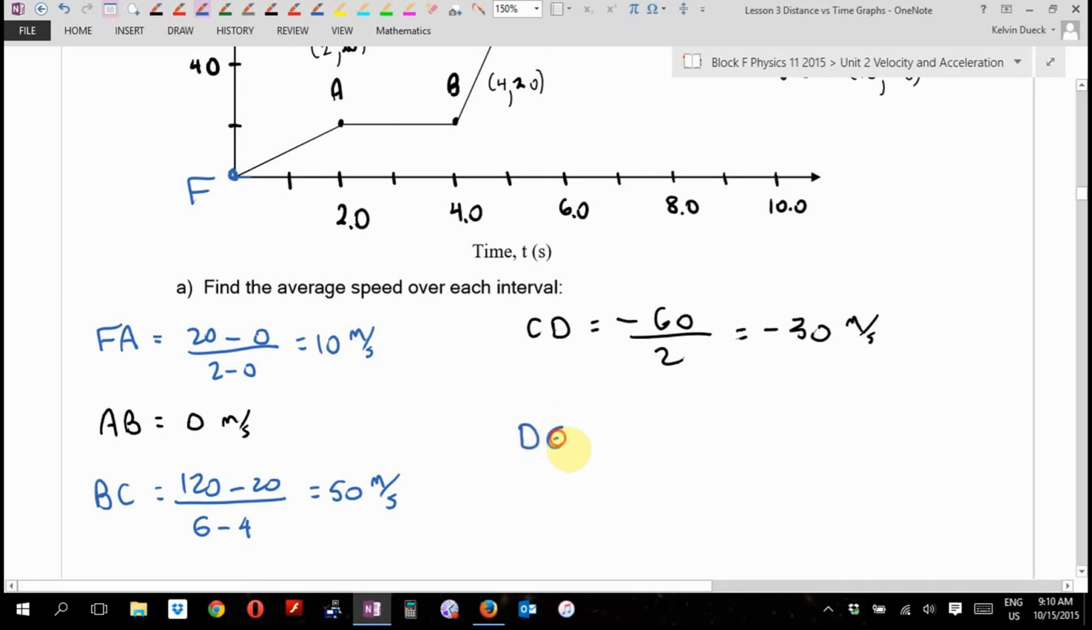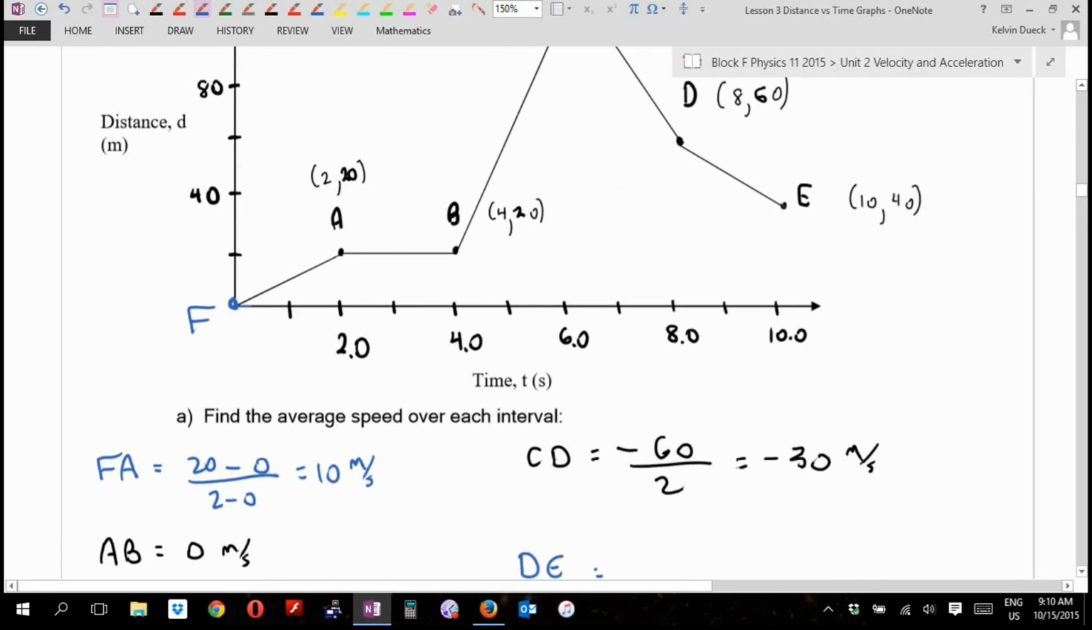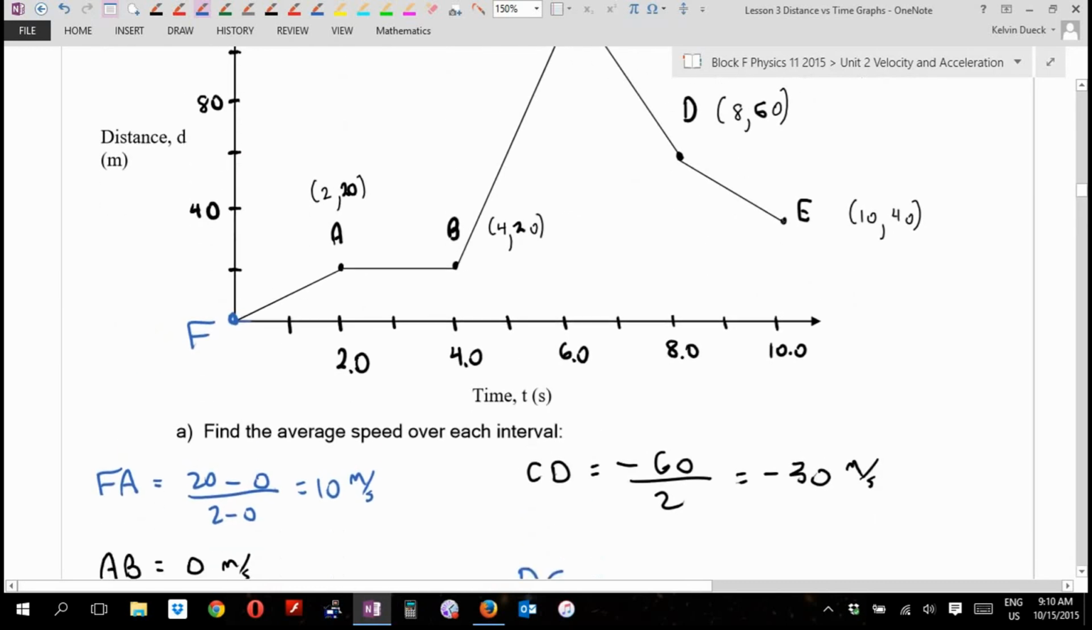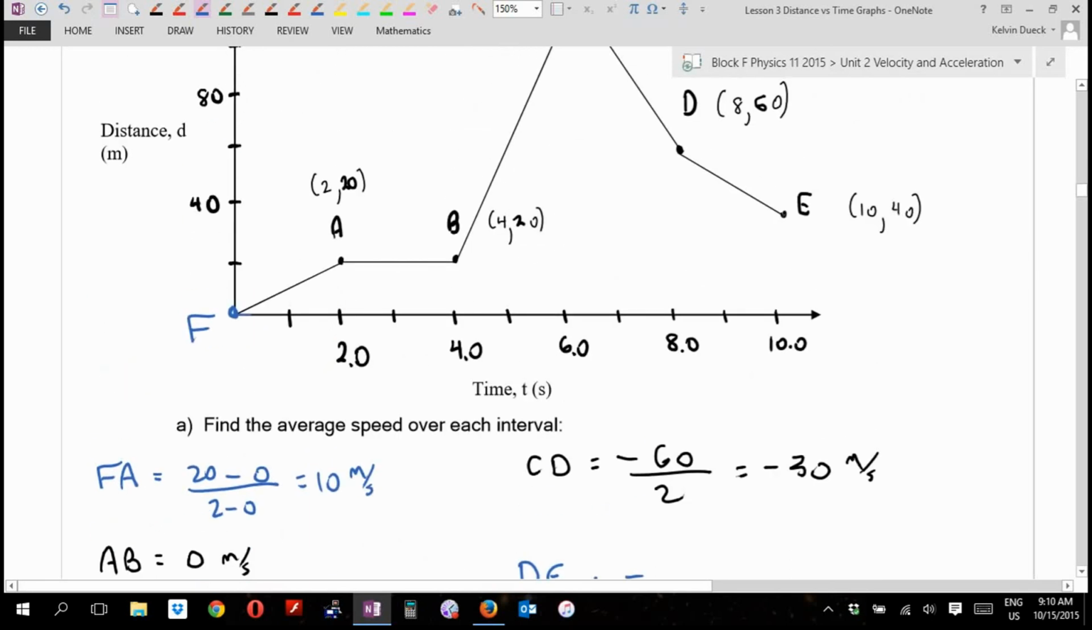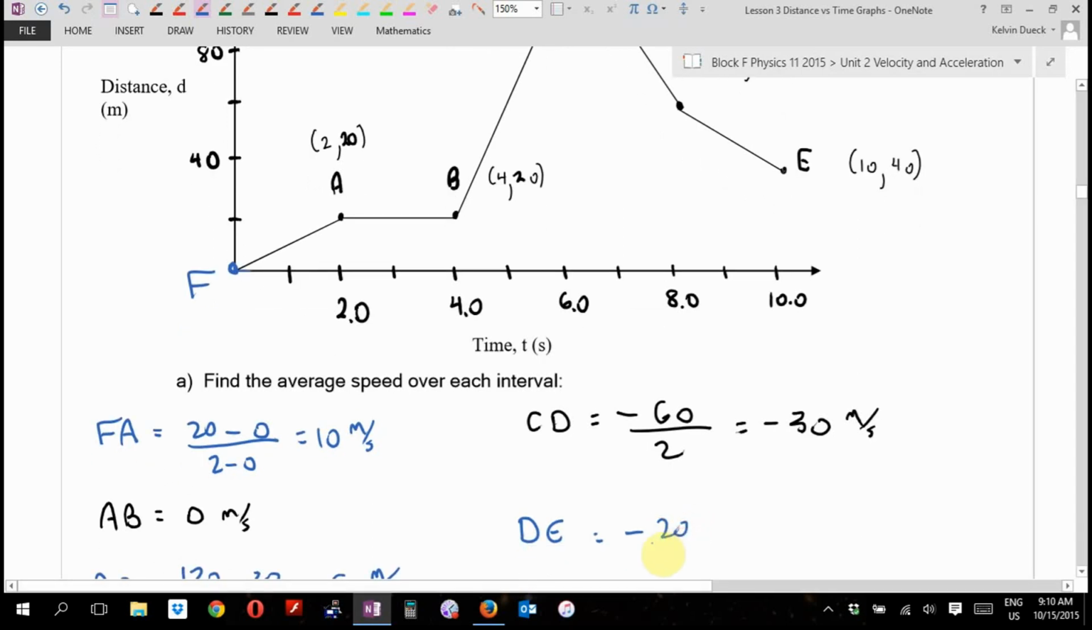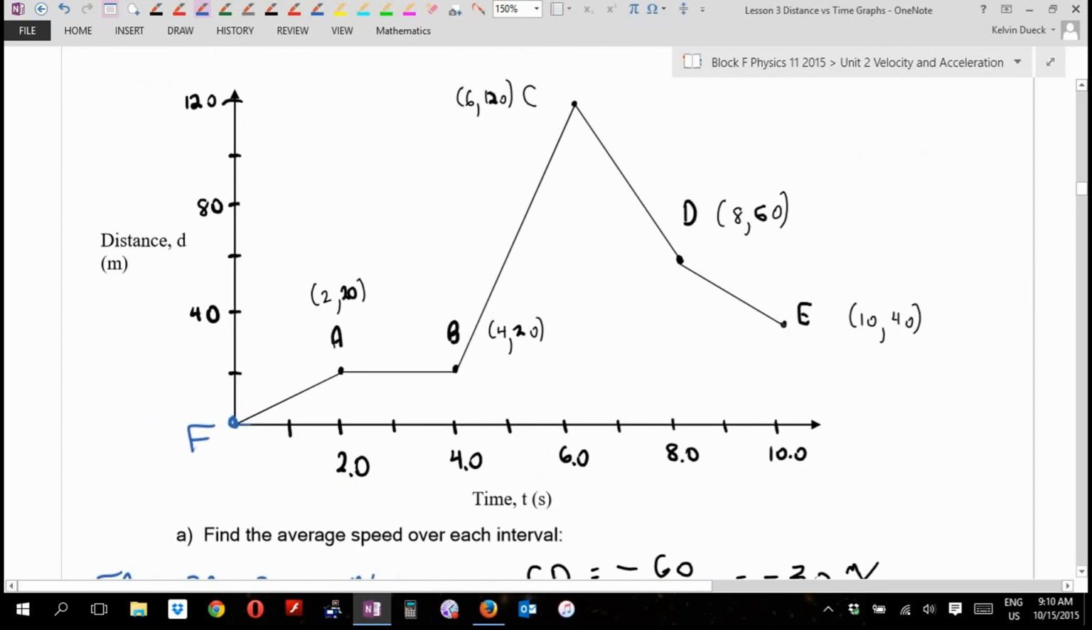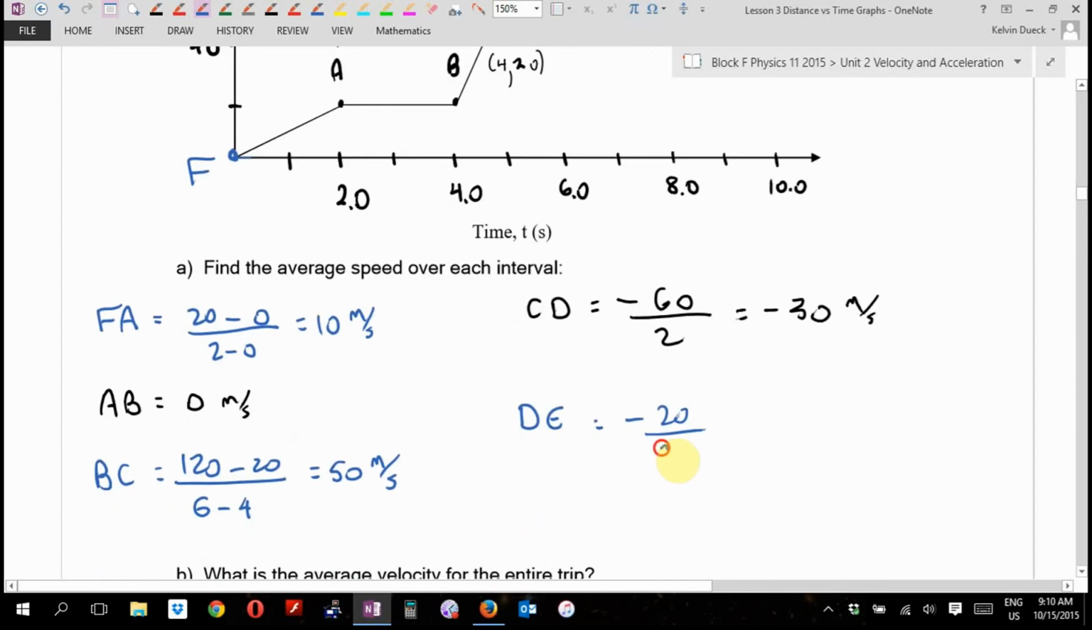D, E. Is this the last one? I think so. Forwards or backwards? Negative, you're saying? What's the rise? $20? What's the run? Also 2? Negative 10 meters per second.